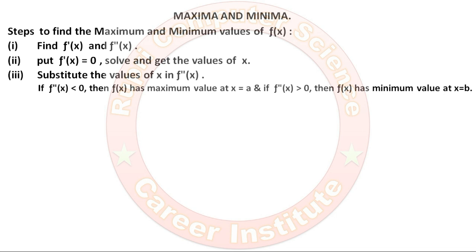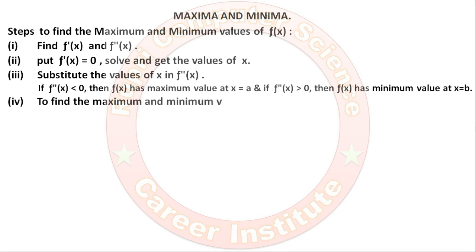Next, step number 4. To find the maximum and minimum values, put the points x is equal to a and x is equal to b in f(x). Means the values x is equal to a and x is equal to b put in f(x). Then you get the maximum or minimum values.